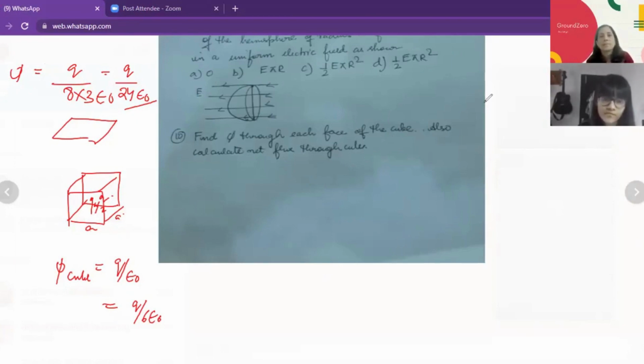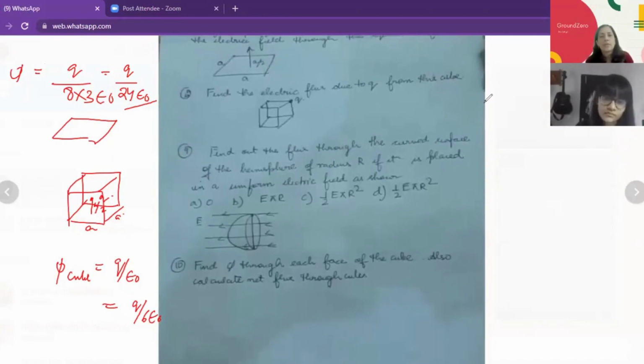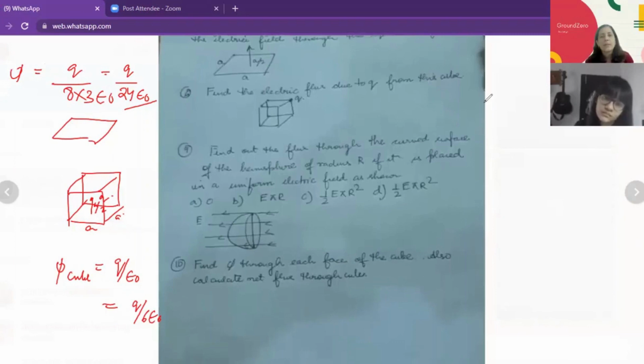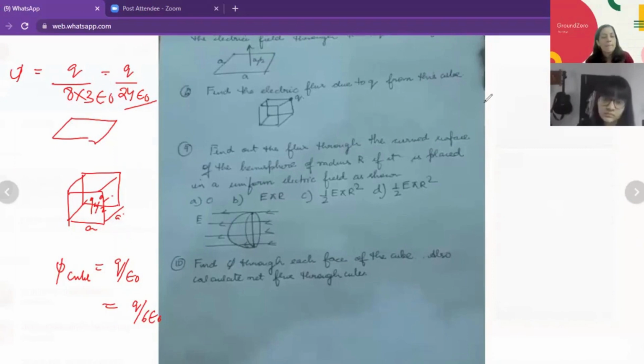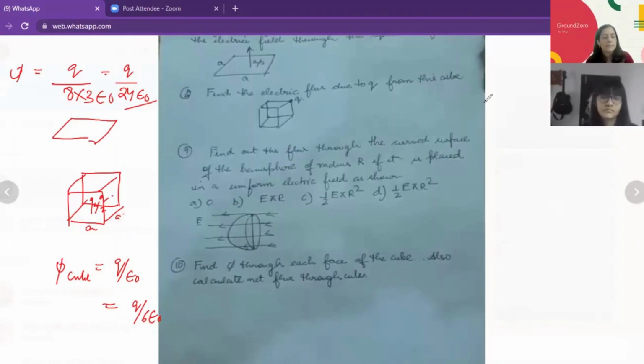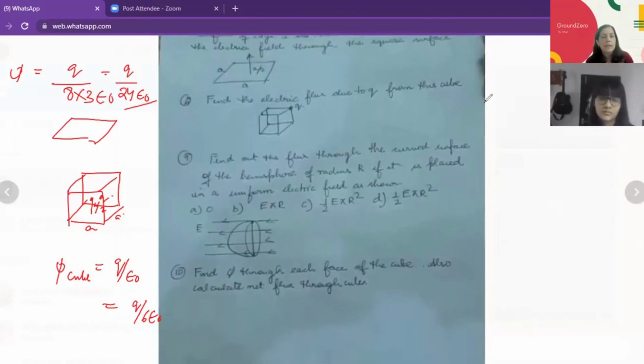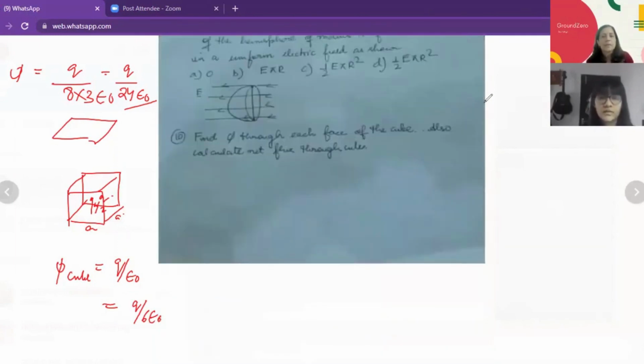Next one. Find out the flux through the curved surface of the hemisphere of radius r if it is placed in a uniform electric field as shown. So that's a curved surface, right? So it's basically a circular area and then a curved surface this way. So how will you do that? 0.